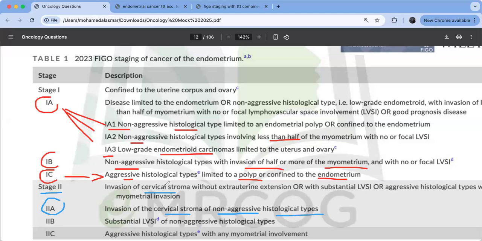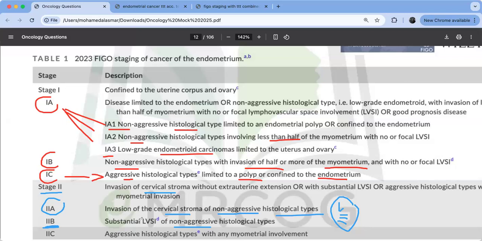2A, 2 means that it reached the cervix. Second part. And it's a non-aggressive, A, because it's non-aggressive. This is a good behavior tumor. 2B is substantial lymphovascular invasion of non-aggressive histological type. So it's still non-aggressive, but there is substantial lymphovascular invasion. And substantial lymphovascular invasion, my friends, means that 5 vessels or more are involved, lymph vessels. And here we don't speak about lymph nodes, we speak about lymph vessels. It means the start of spread.